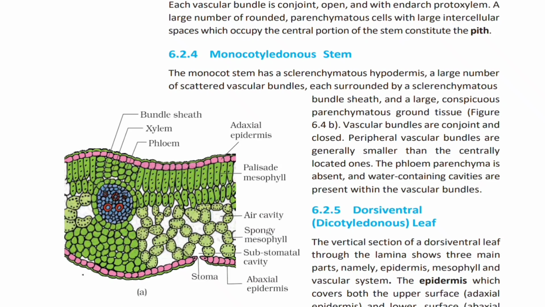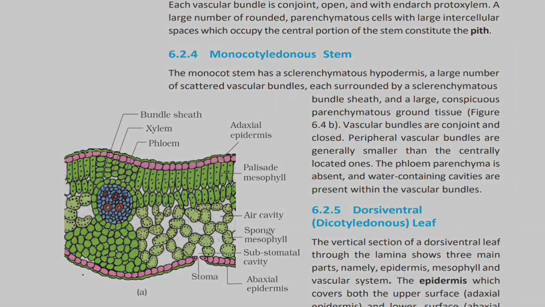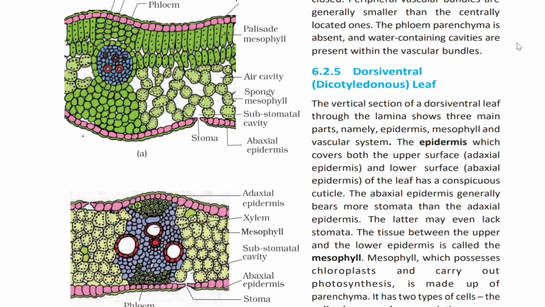Vascular bundles are conjoint and closed. Peripheral vascular bundles are generally smaller than the centrally located ones. The phloem parenchyma is absent and water-containing cavities are present within the vascular bundles. 6.2.5 Dorsiventral, that is dicotyledonous leaf.